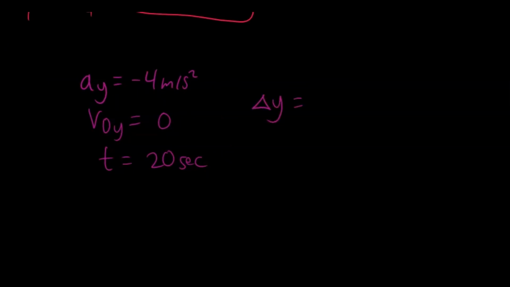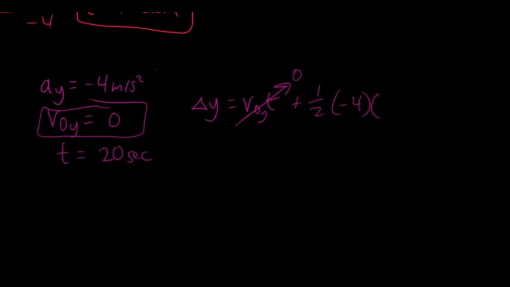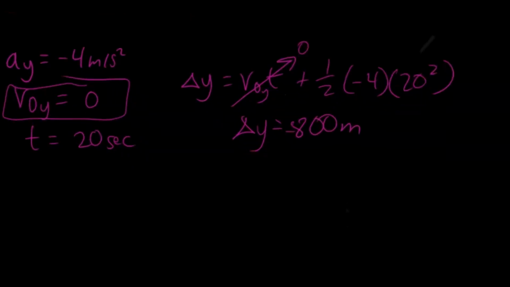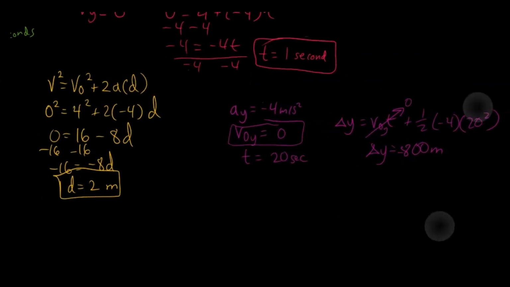Yes, there is. We're going to do the change in displacement of the y position, because it's a free fall object. Then the initial velocity times the time in the y direction. There's no initial velocity in the y direction, so that is just going to give us 0. And then the second part, 1/2 times a, the acceleration, which is -4, and then the time squared, and our time is 20 seconds, so 20 squared. So that's going to give us a change in y of -800 meters, which makes sense because you're going downwards.